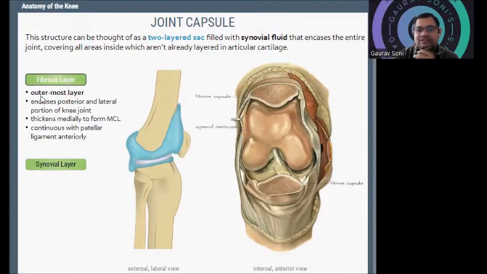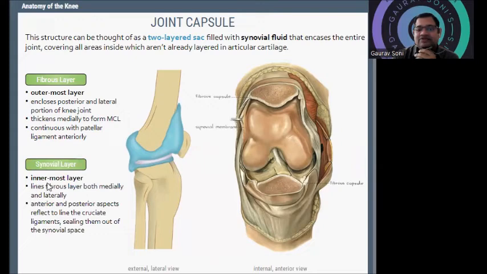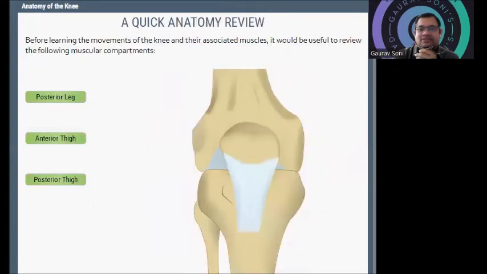The fibrous layer, you can see, is the outermost layer and closes the posterior and lateral portion of knee joint, thickens medially to form MCL, continues with patellar and ligamental anterior. Then there is the synovial layer, which is innermost, lines fibrous layers both medially and laterally. Anterior and posterior aspects reflect to line the cruciate ligament, sealing them out of the synovial space. So these are the points related with joint capsule.